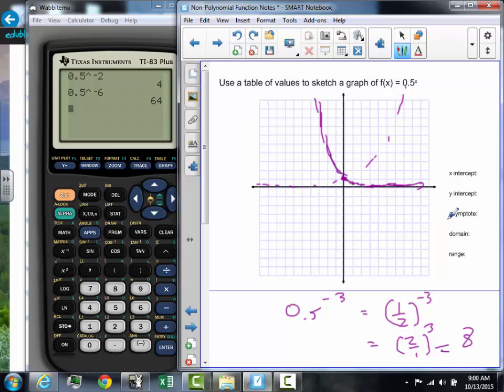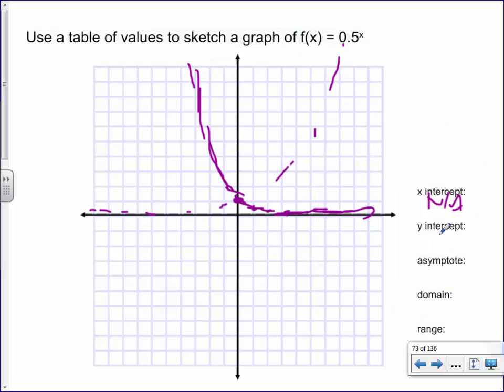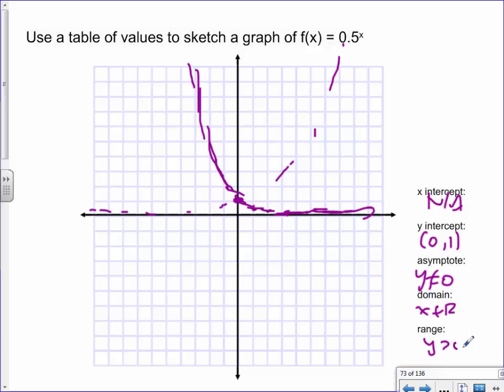The properties, however, are the exact same. The properties do not change. You still have no x-intercept. Your y-intercept is still at 1. The asymptote, well, you still can't let y equal 0. Your domain is whatever you'd like it to be, and your range is, again, just bigger than 0, but not included.